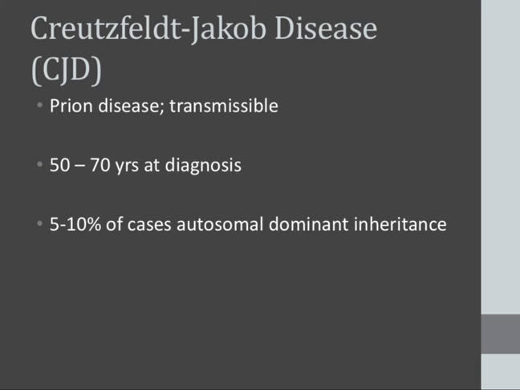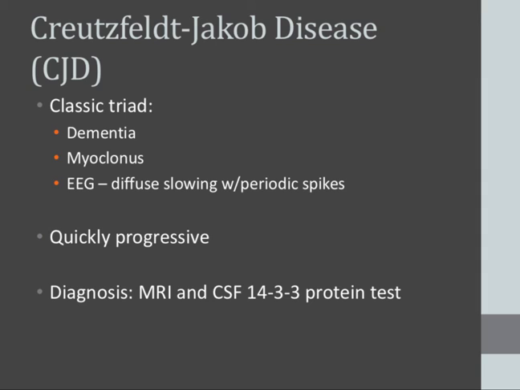The disease typically affects patients between the age of 50 and 70, and 5 to 10% of cases are going to be familial and are going to be autosomal dominant inheritance. So what we see in Creutzfeldt-Jakob disease is a subacute course with a clinical triad of dementia, myoclonus, and then there are some characteristic EEG findings. What we see on EEG is going to be diffuse slowing of the background activity, so the EEG just looks very slow, and then periodic spikes in the EEG.